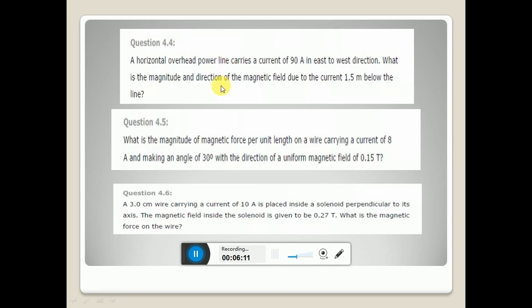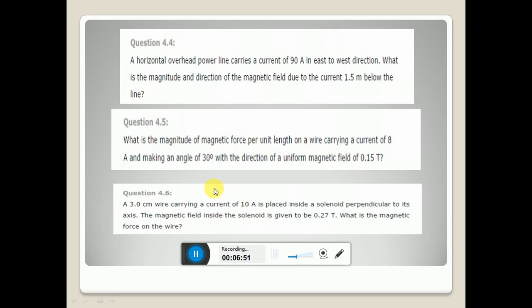Fifth one, what is the magnitude of magnetic force per unit length on a wire carrying a current of 8 amperes, making an angle of 30 degrees with the direction of a uniform magnetic field of 0.15 Tesla? So you are asked to find the force per unit length of a current carrying conductor placed in the magnetic field of 0.15 Tesla at an angle of 30 degrees. The length of the conductor is not given, but you are asked to find the force per unit length. Based on that, you can calculate the answer.